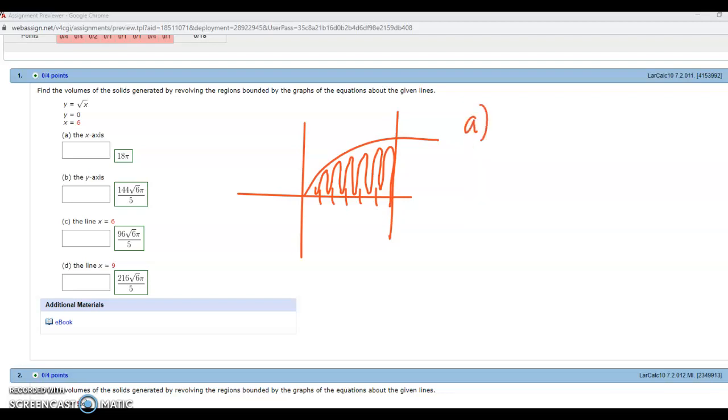If I'm revolving around the x-axis, I would have no hole, right? Just a big R. And the big R would be the function, the square root of x. So we have pi. I'm integrating from 0 to 6. Now yours might be a different number. I have 6. X equals 6 is my equation. You might have x equals 4 or 5 or some other number. And then I have the square root of x.